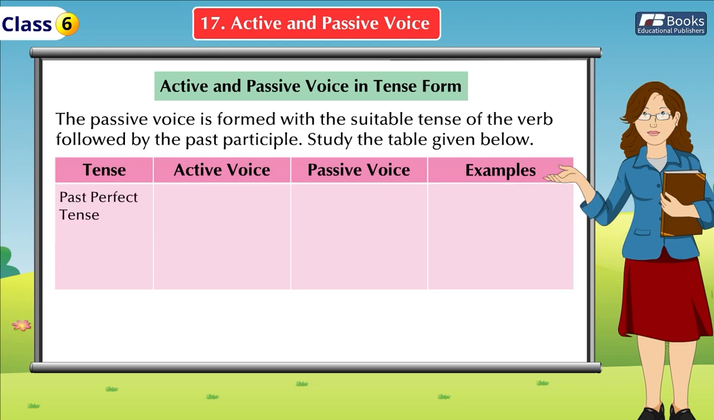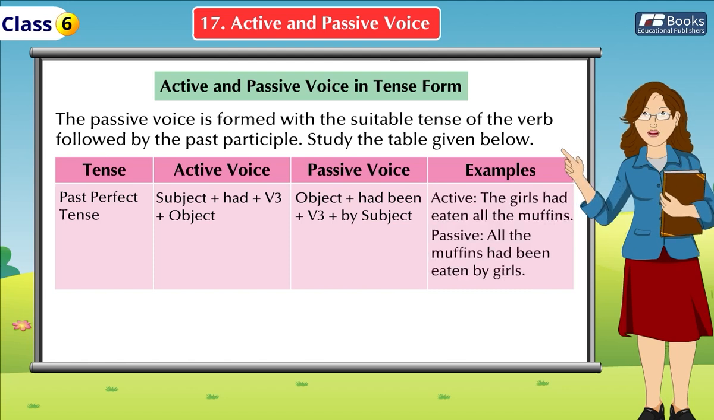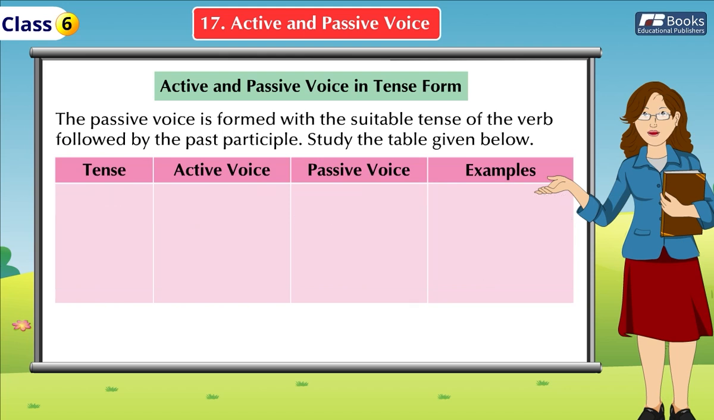Tense: past perfect tense. Active voice: subject plus had plus verb third form plus object. Passive voice: object plus had been plus verb third form plus by subject. Examples. Active: The girls had eaten all the muffins. Passive: All the muffins had been eaten by the girls.